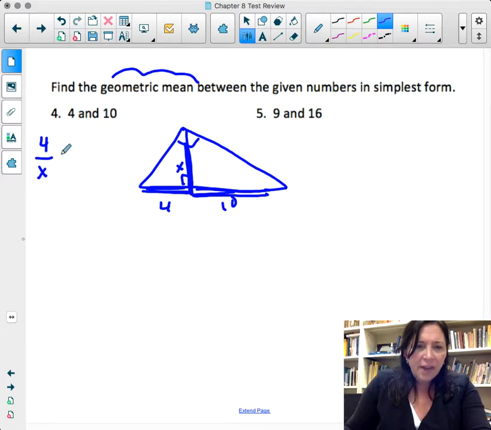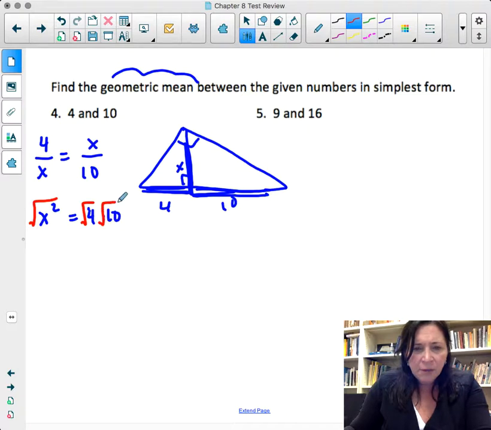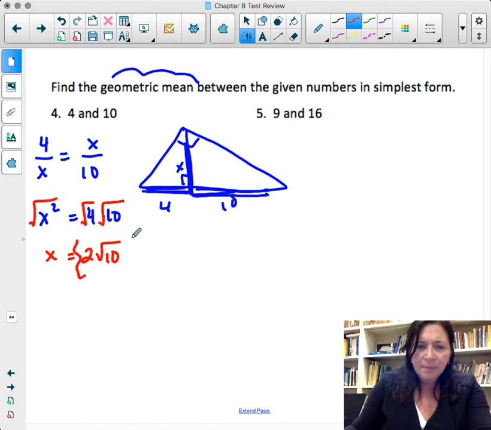So 4 is to x as x is to 10. We're going to cross multiply. X squared equals 4 times 10. You can multiply that out. To me, it doesn't matter to multiply that out because I'm just going to reduce them. 4 times 10 is going to be 2 root 10. And that is equal to x, okay?